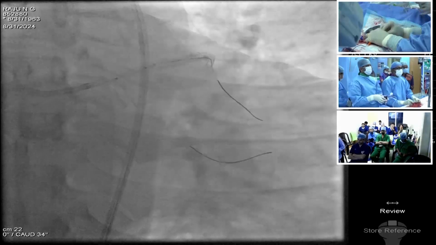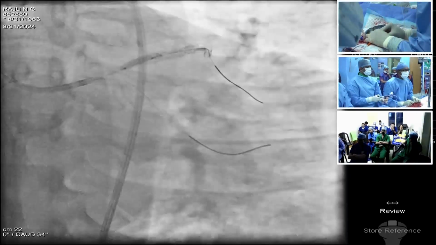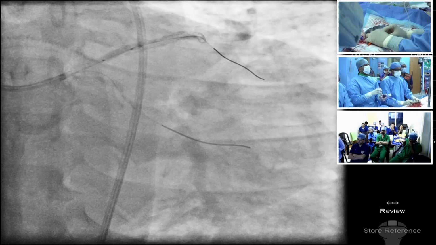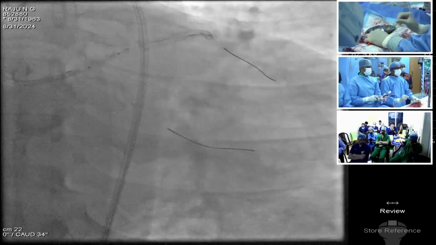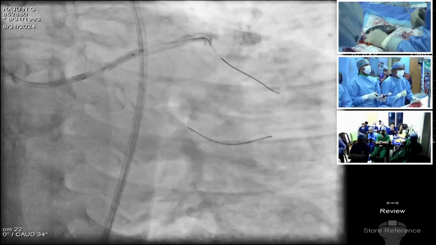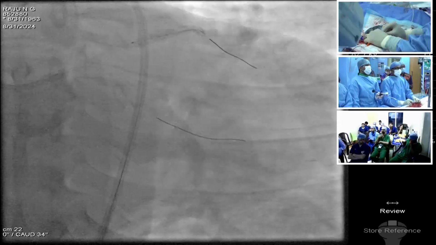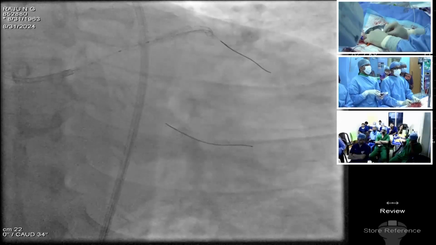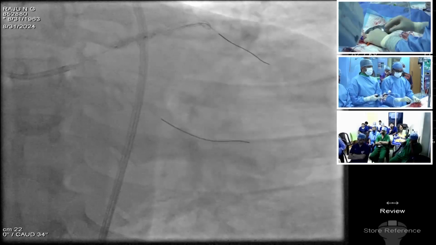14, 16, 18, negative. Stent 18, 20, yes, 18, 20, negative. Now I think it has opened up reasonably well because it was more of thin calcium. Yes, sir. 12. Give the stent. Negative, negative.